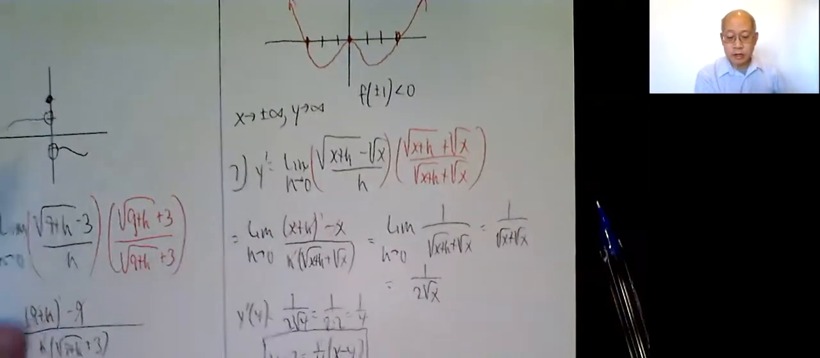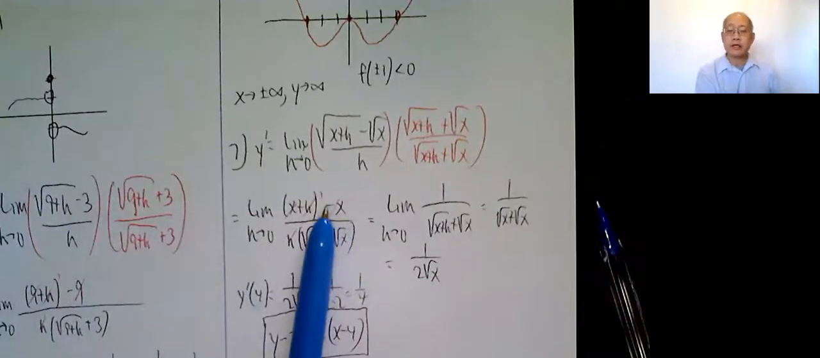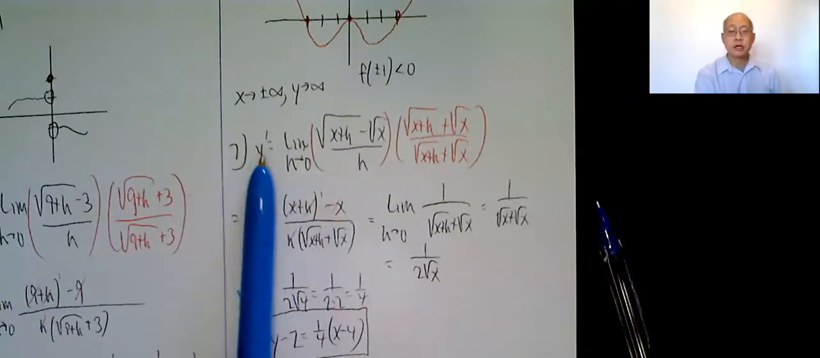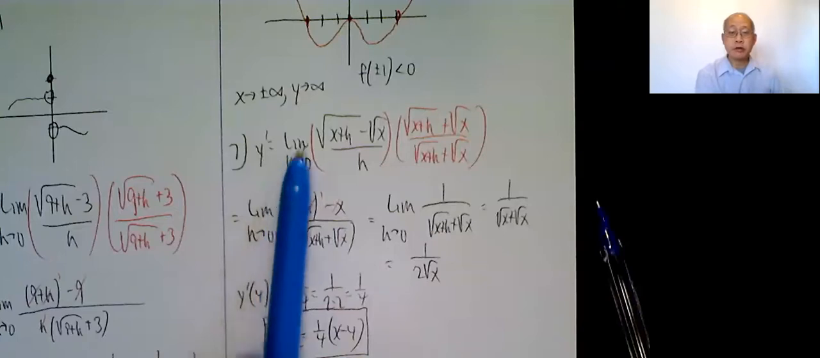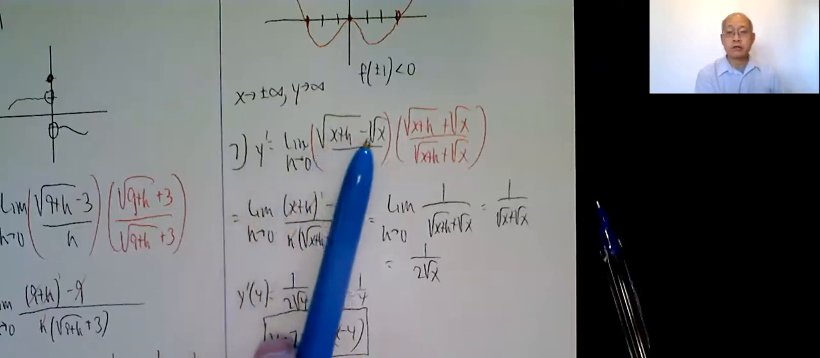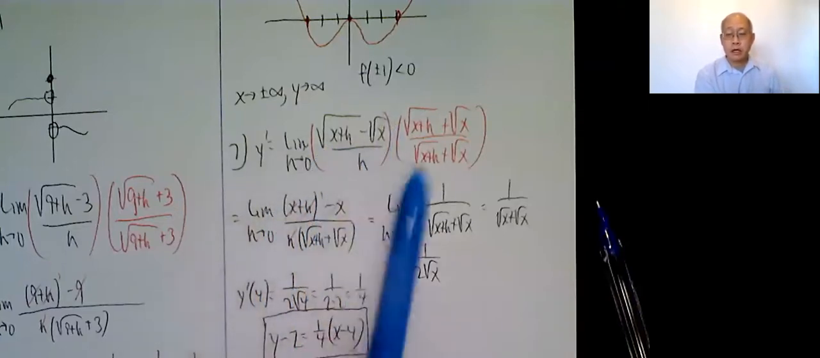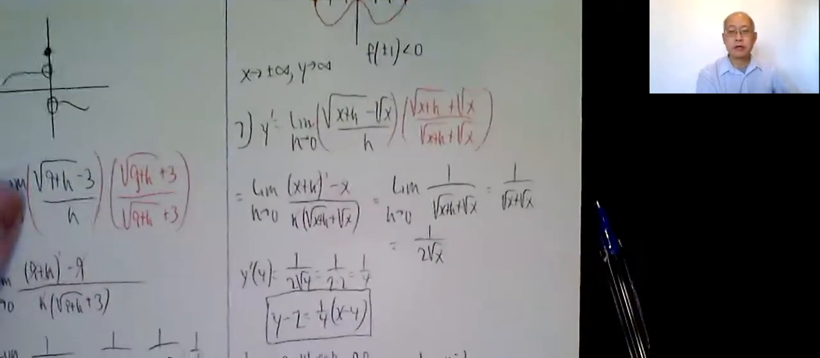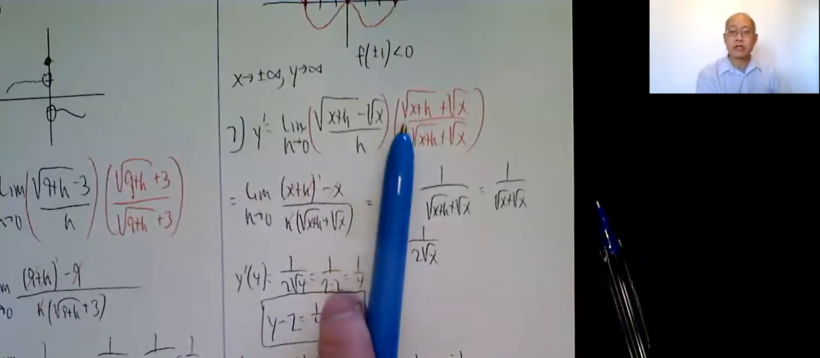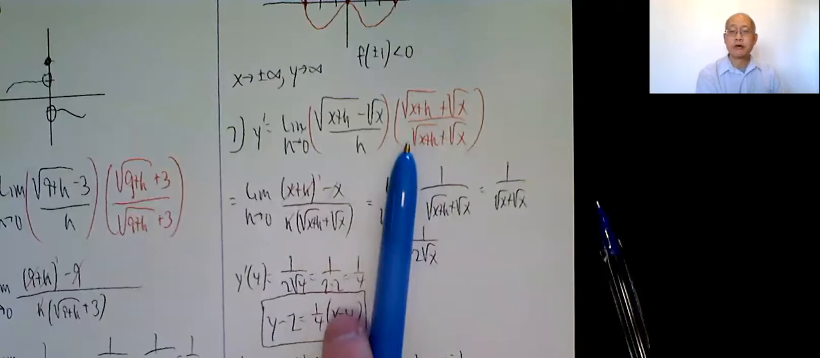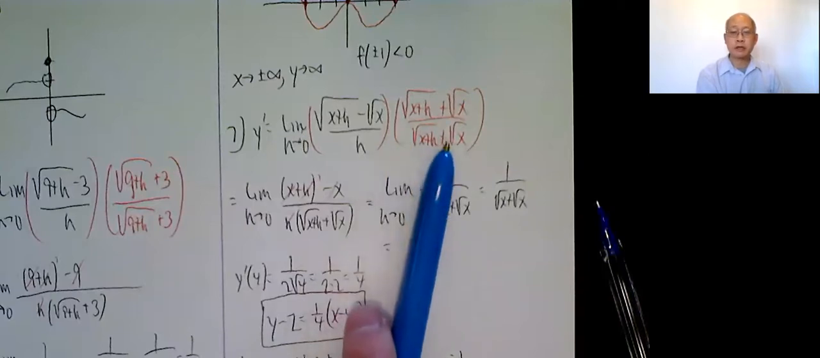Number 7, the equation of the tangent line. So that means derivative. You want the derivative of square root of x. So y prime is the limit as h approaches 0 of radical x plus h minus radical x all over h. Again, multiply by the conjugate, a recurring theme: radical x plus h plus radical x over radical x plus h plus radical x.